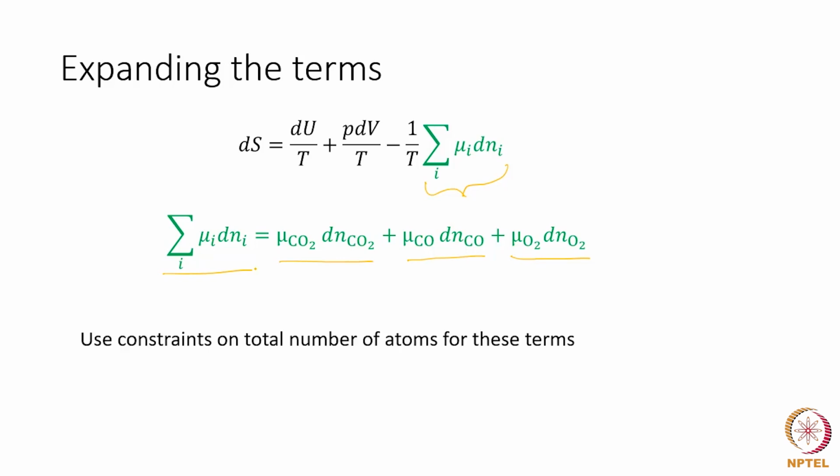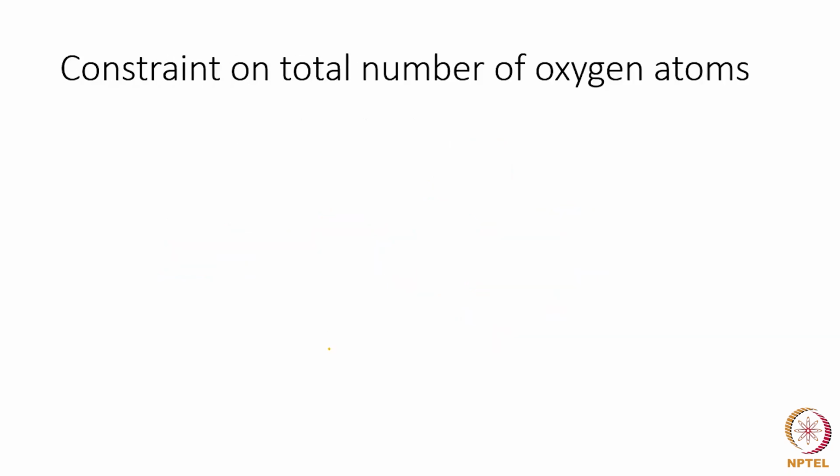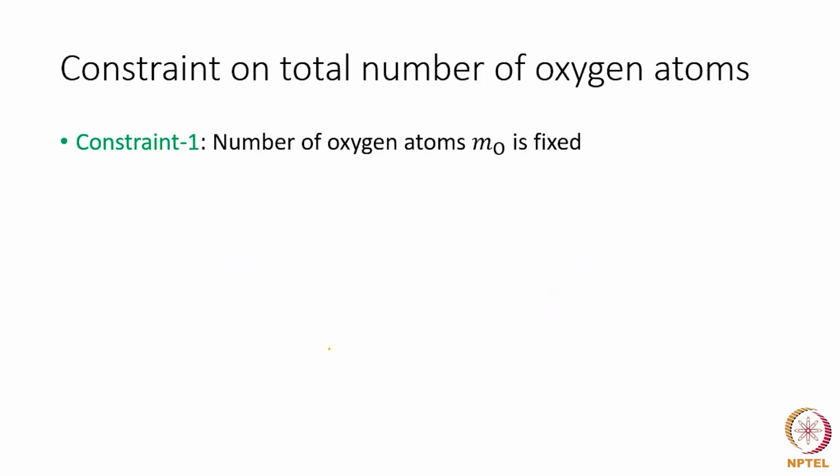And it has to be kept in mind that the total number of atoms should also be constrained. So that will be used to evaluate the 3 terms that are shown with the blue arrows. So how do we arrive at these quantities? We can arrive at these 3 quantities by using constraints on the total number of atoms. How is it done? We will see it in a moment. The constraint on the total number of oxygen atoms being constant is as follows. The number of oxygen atoms MO is fixed.